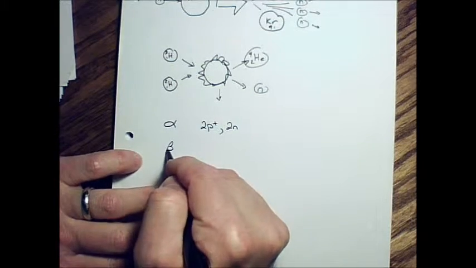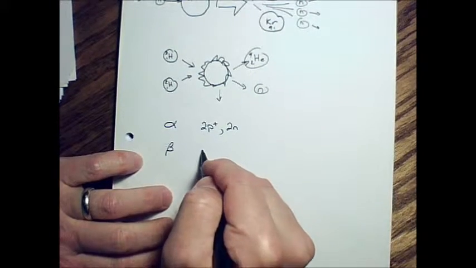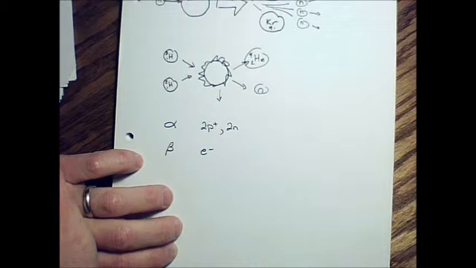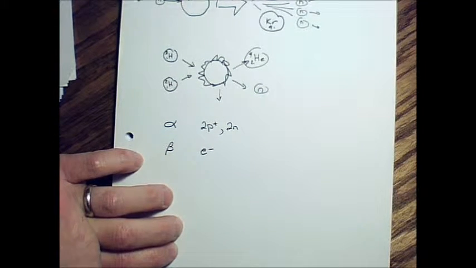Beta, physical structure. It is essentially the same kind of particle as an electron. It's not an electron. It's the same kind of particle or elementary particle as an electron. It's very high speed, and it comes out of a neutron in the nucleus. Okay?